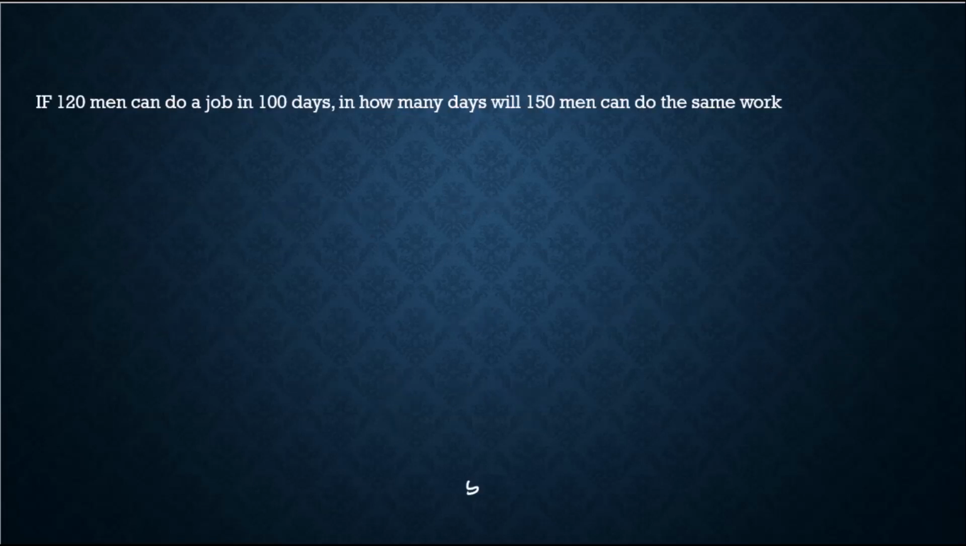So what is the first question? First question is that if 120 men can do a job in 100 days, in how many days will 150 men do the same work? We know that here the number of hours are not mentioned, so 120 men worked for 100 days, that is equal to 12,000 man days. This is the total work.